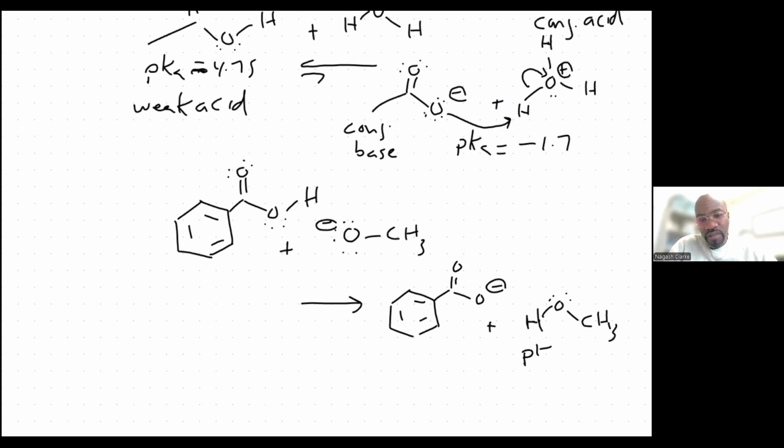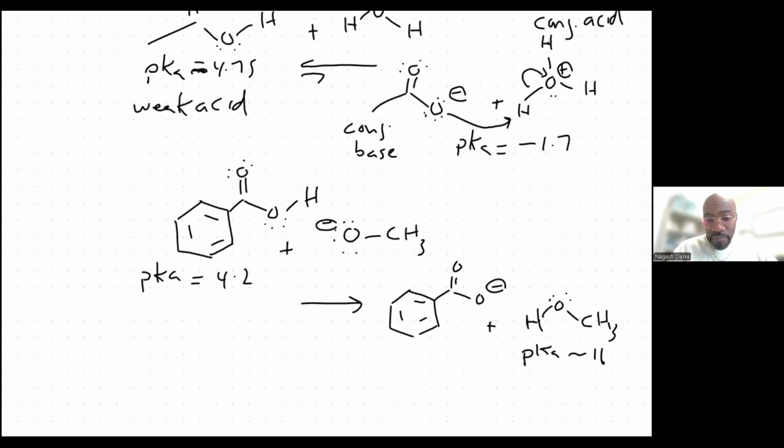The pKa of methanol is around 16. The pKa of benzoic acid is 4.2. So this is clearly going to go in the direction of the methanol, because that's the weaker acid, in other words, a more stable acid. Chemistry always goes downhill, from unstable reactive species to more stable, less reactive species.